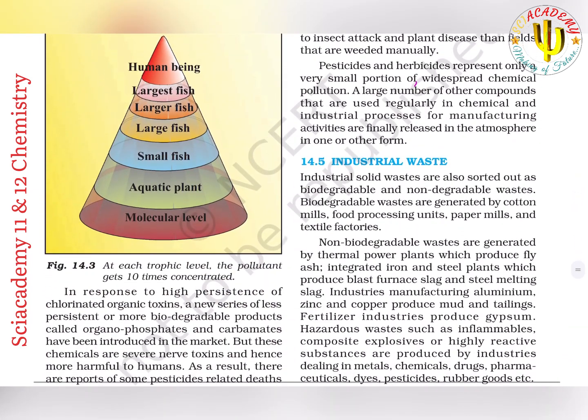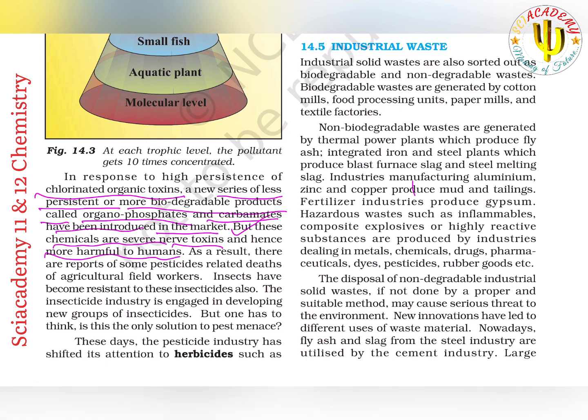In response to high persistence of chlorinated organic toxins, a new series of less persistent or more biodegradable products called organophosphates and carbamates have been introduced in the market, but these chemicals are severe nerve toxins and hence more harmful to humans. As a result, there are reports of some pesticide-related deaths of agricultural field workers. Insects have become resistant to these insecticides also.